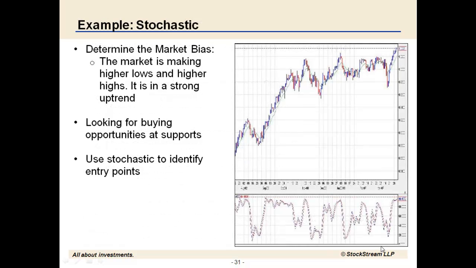Again, the first step in developing a trading strategy using stochastic indicators is to determine the market bias. By looking at the chart on the right, you can see that the market is making a series of higher lows and higher highs, and is therefore in an uptrend. We will be looking for buying opportunities in this market. Next, we will use a slow stochastic indicator to determine a buying strategy.